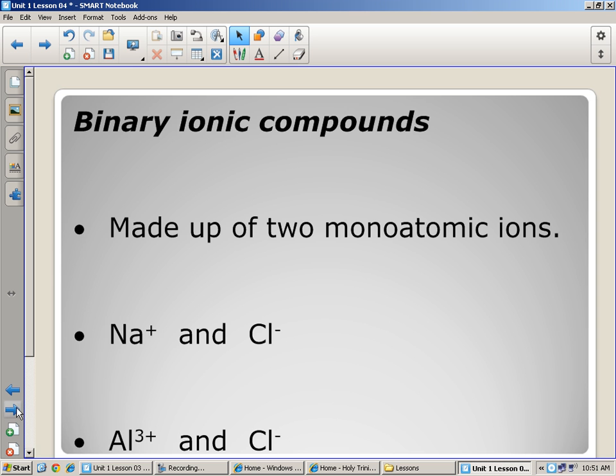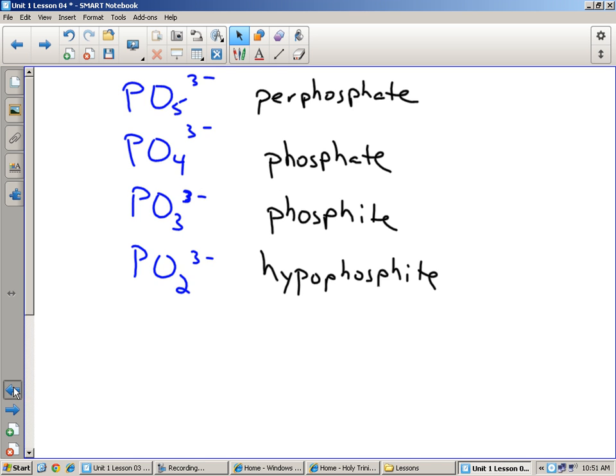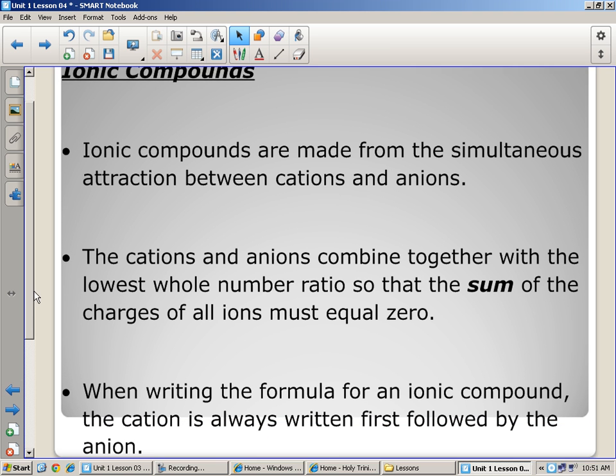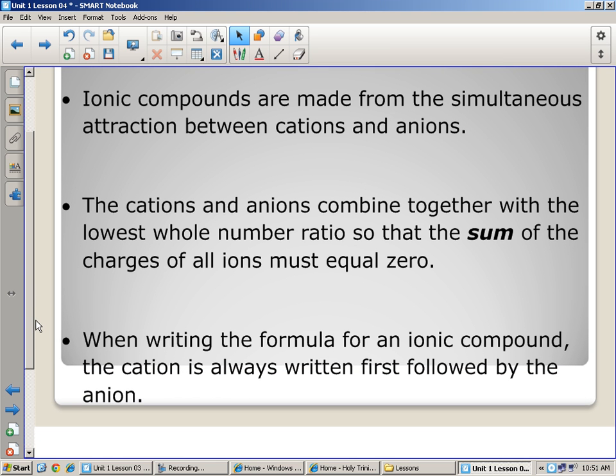All right, let's go here. We missed this one. Ionic compounds we'll talk about. Ionic compounds are made from simultaneous attraction between cations and anions, so positive ions and negative ions, of course. Cations and anions combine together in the lowest whole number ratio, and their sum has to be 0.